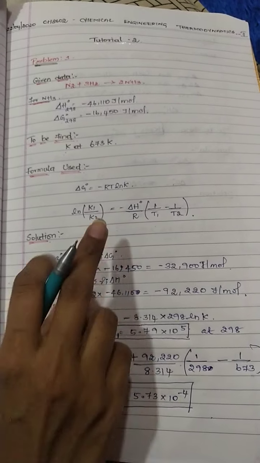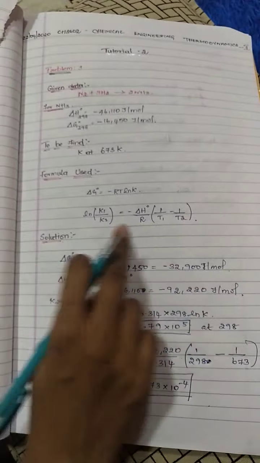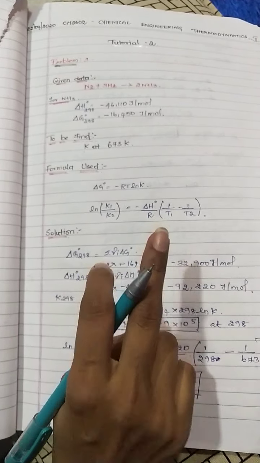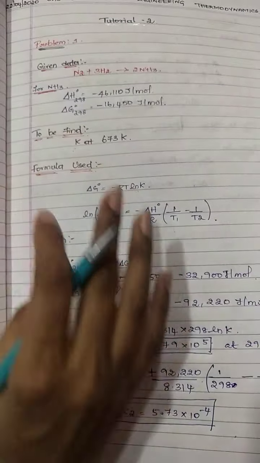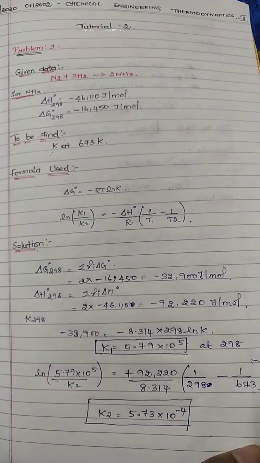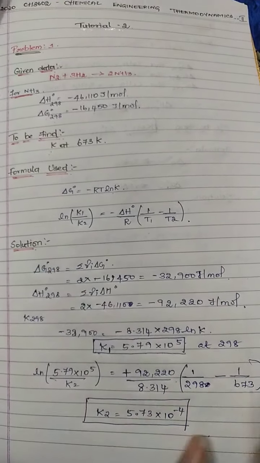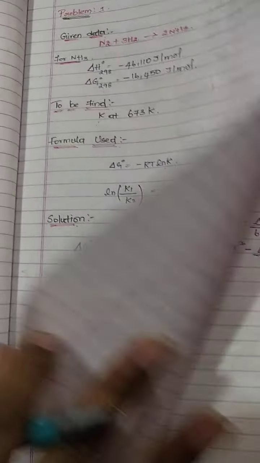Once you get a problem with two different temperatures, you can directly use this formula, and your question should specify a constant del H naught, that is the standard heat of formation. So this is about problem 1.